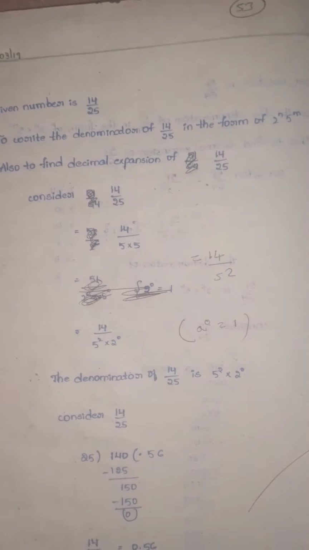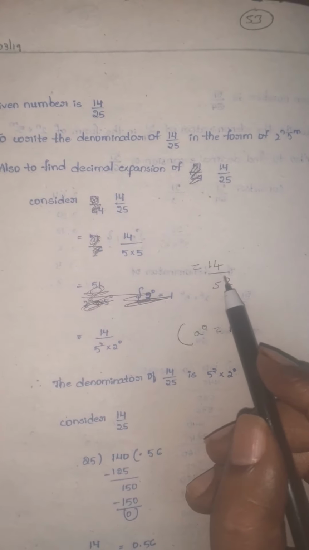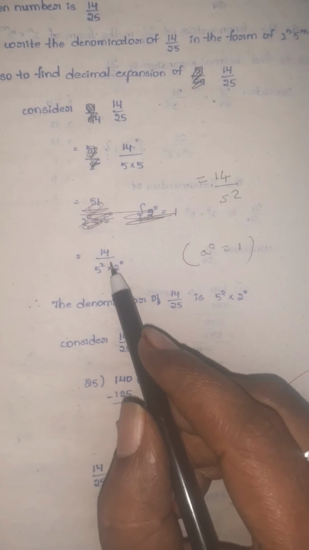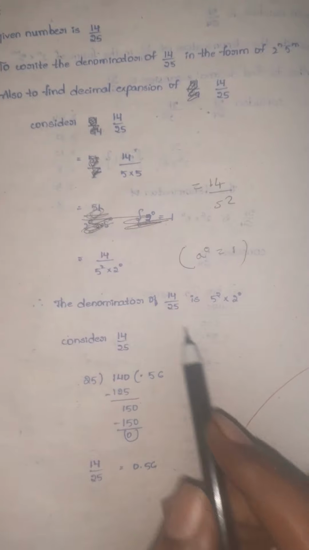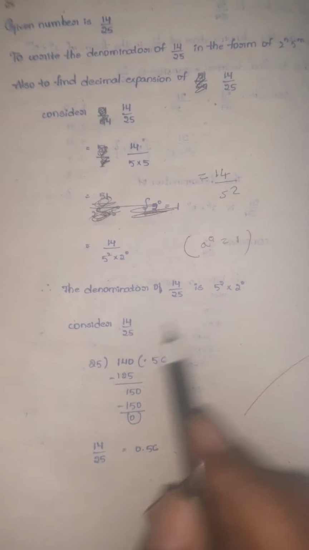So consider 14 by 25. In the next step I wrote the numerator as it is. 25 can be written as 5 into 5. So this can be written as 14 by 5 square. Here 2 is missing, no? That's why 14 by 5 square into 2 power 0. So the denominator of 14 by 25 is 5 square into 2 power 0.